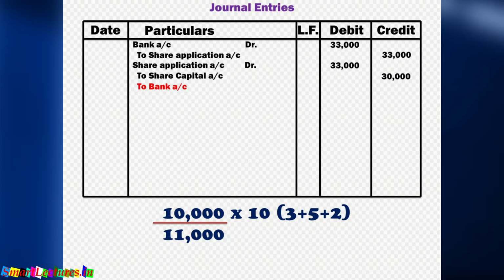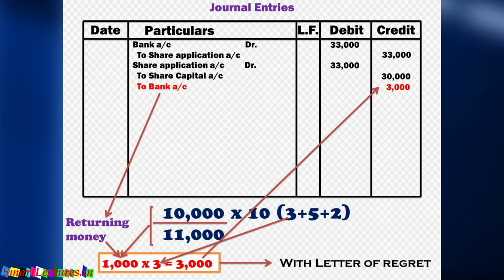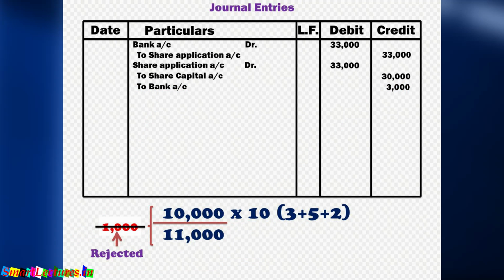This is the situation of returning money, because we have returned money on 1,000 shares. Application money was received at 3 on each application, so 1,000 into 3, the money of 3,000 rupees will be returned. This is the new situation for you, that money has been returned with a letter of regret. Now 1,000 shares have been rejected. We have got only 10,000 shares.